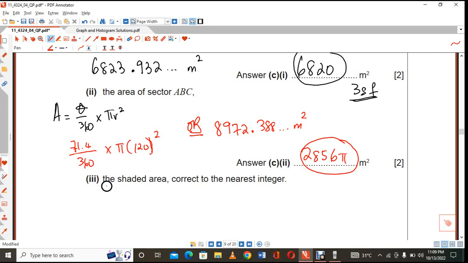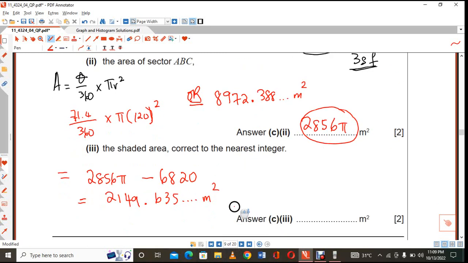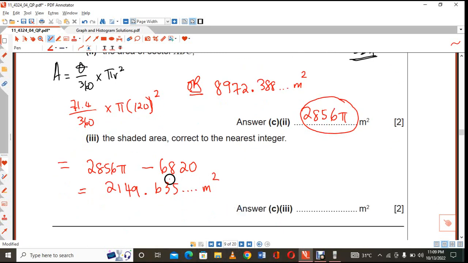So you will be saying the area of the shaded part was that going to be the 2,856 pi, or this 8,972. You take away 6,820, okay, and you punch that in your calculator. You should get something like 2,149.635 and so on. Now the answer will be any range between 2,100 and so I'm just going to say 1, 2, 3, so 2,150. Okay, anything within that range.